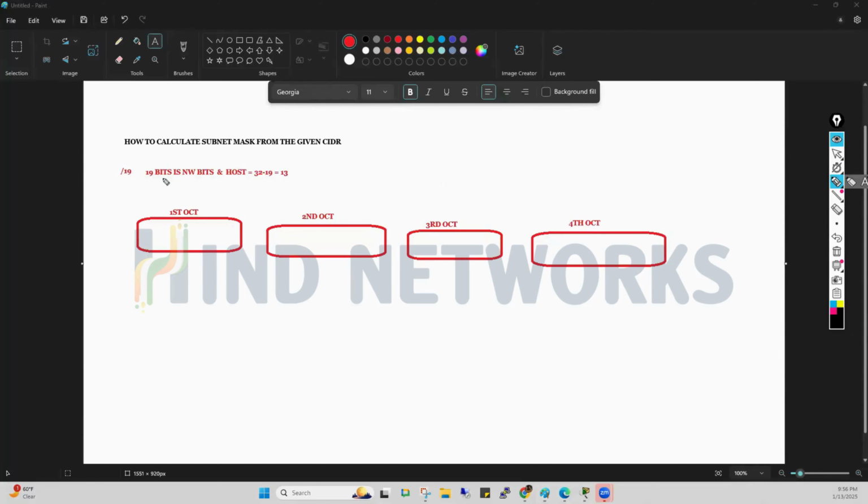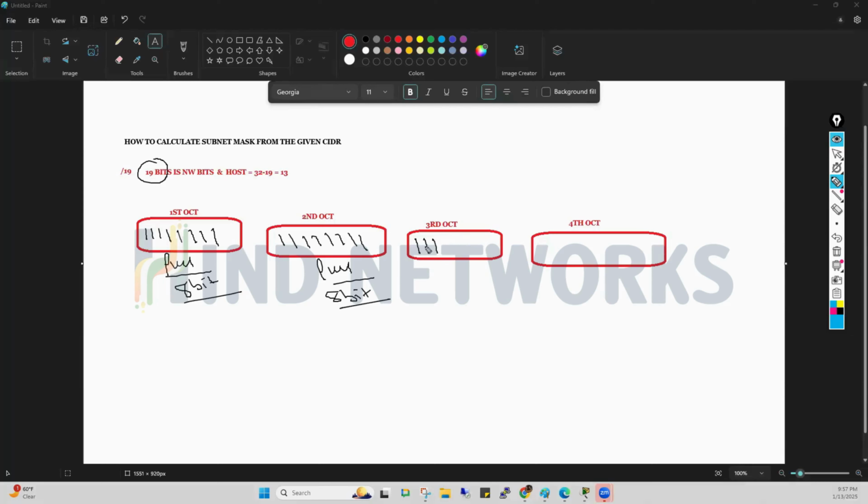Now see, what is our first task? Our first task is to write these 19 bits in our octets. Come to the first octet: 1, 2, 3, 4, 5, 6, 7, 8. This octet is full. Come here: 1, 2, 3, 4, 5, 6, 7, 8. This is also full. So here I write 8 bit, here 8 bit. 16 bits are full. Now 3 bits are remaining, so I write 1, 2, 3 here, and the rest will be 0.